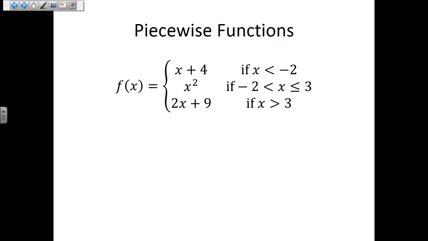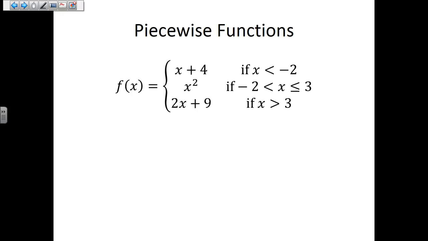Now let's talk about piecewise functions. Piecewise functions look really kind of scary the first time you see them because there's so much information coming at us. But really what we need to realize is that I only need to use one part of this at any time. I never use all three of them. I only use one piece. Well, which piece do I use? Well, it depends on what x value I'm using.